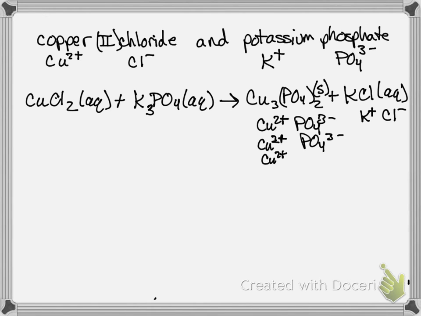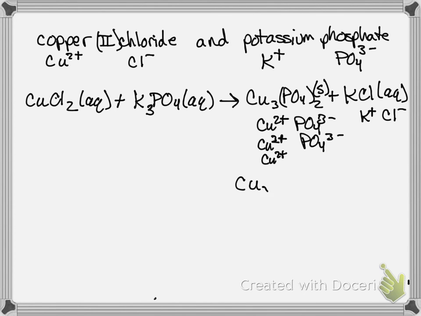Or the other way to know that copper 2 phosphate is insoluble is because quite often the problem statement will say something along the lines of copper 2 chloride and potassium phosphate are combined, a precipitate of copper 2 phosphate is formed. So if they're telling you a precipitate is formed, you don't even have to look up any solubility rules. They're already telling you.